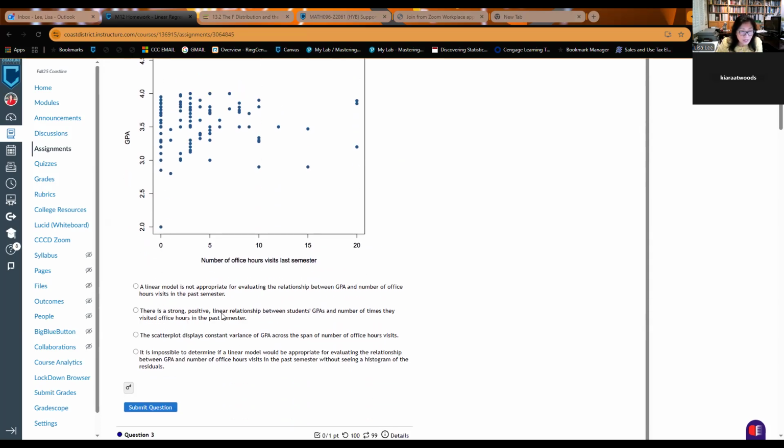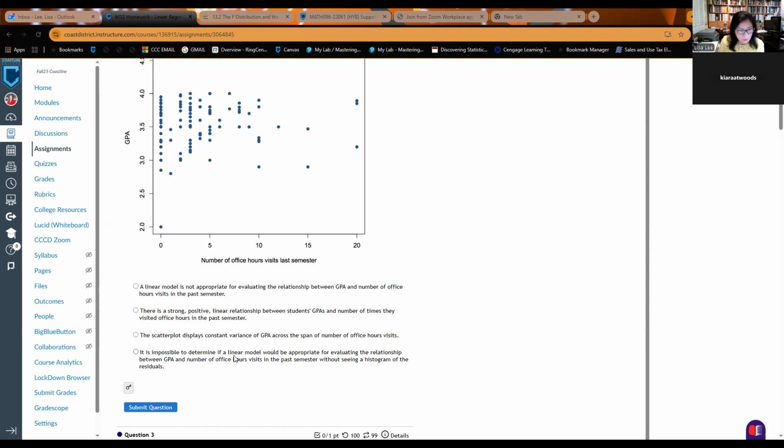So the choices are a concept. They're asking which one is true. First one: the linear model is not appropriate for evaluating the relationship between GPA and the office hour. Try to think of linear regression, the regression that can make a straight line. Then there is a strong positive linear relation. That's really wrong. There's no strong one here.